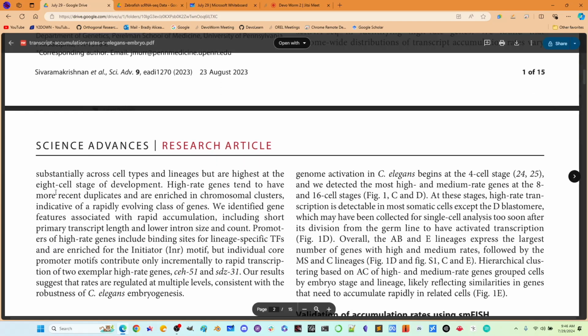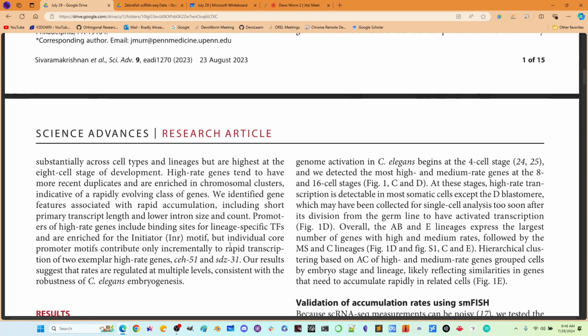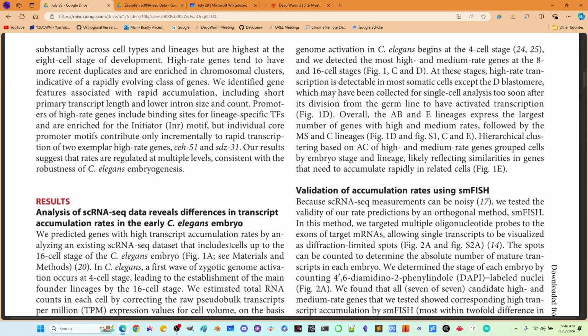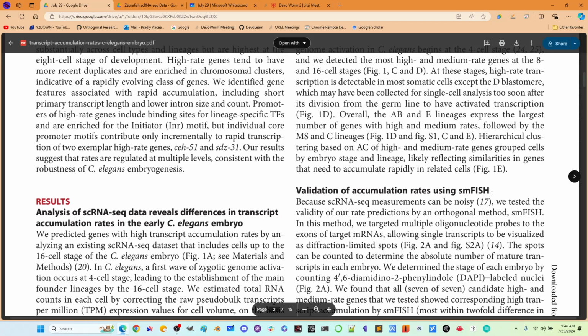High-rate genes tend to have more recent duplicates and are enriched in chromosomal clusters, indicative of a rapidly evolving class of genes. We identify gene features associated with rapid accumulation, including short primary transcript length and lower intron size and count. So this is where we get into this paper a little bit, and they're using FISH to normalize or to compare with the scRNAseq data. So FISH is a sort of imaging technology where they can use fluorescent probes to validate a lot of what they're getting with the scRNAseq.